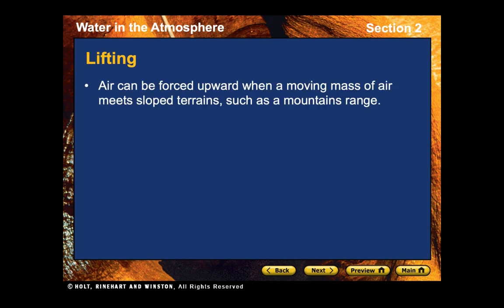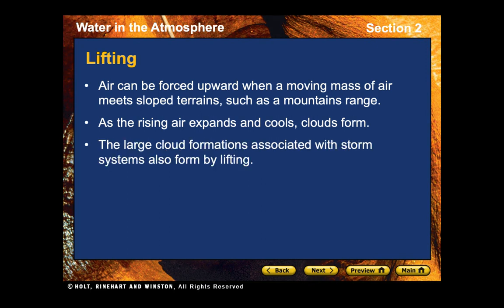Lifting is next. Air can be forced upwards when the moving mass of air meets sloped terrain, such as a mountain range. So one side of the mountain gets rain, the other one doesn't. These things behind me are mountains, but they're just babies. I'm talking Rocky Mountains or the Alps, something huge and gigantic, because as this air is lifted enough, the thermals, the updrafts, it'll actually form clouds on one side of the mountain and not the other. As the rising air expands and cools, clouds form. The large cloud formations associated with storm systems also form by lifting.